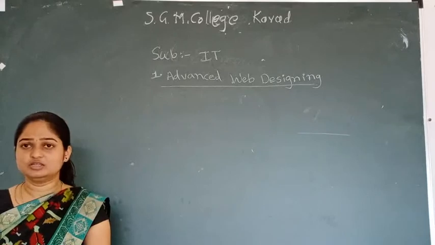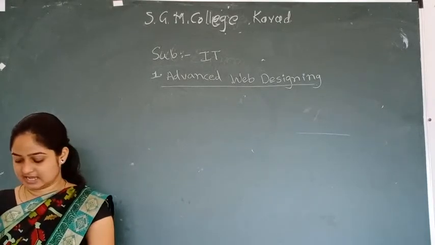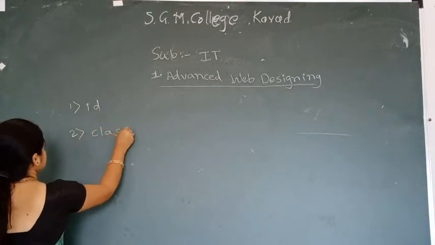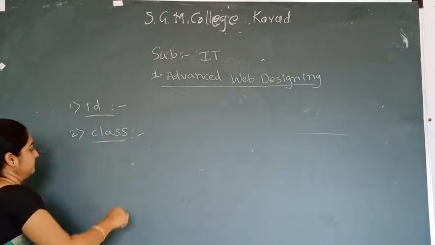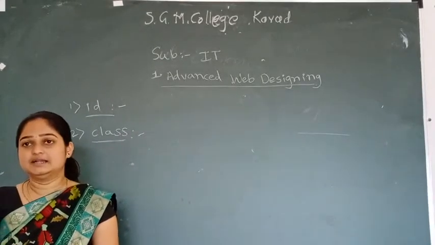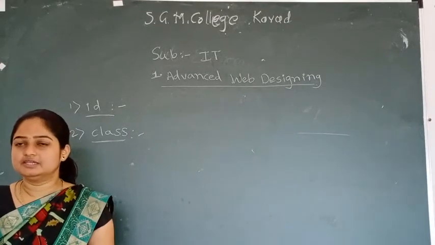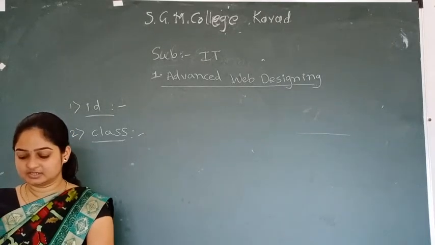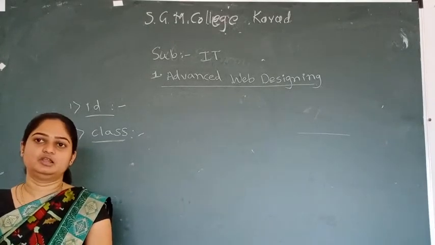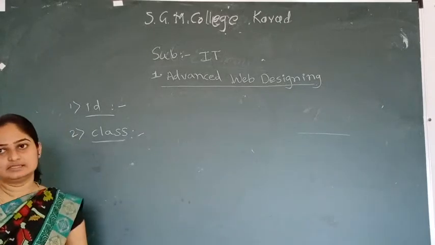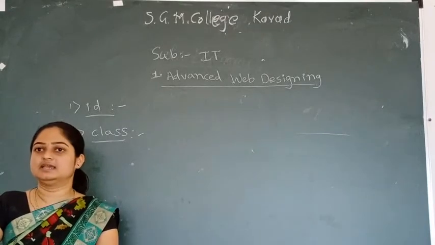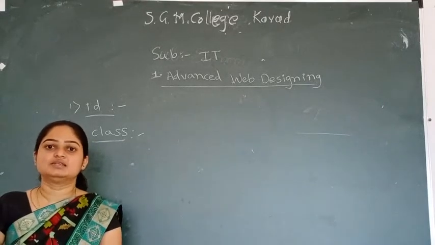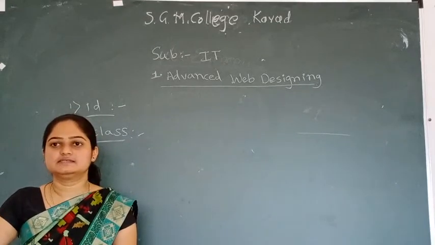Now, some other attributes used with input tags are ID and class. The first is ID and the second is class. The ID attribute is used to identify the HTML element uniquely in the document object model. And the next is the class. This attribute can be used to apply CSS style to the individual input element. CSS means cascading style sheets.